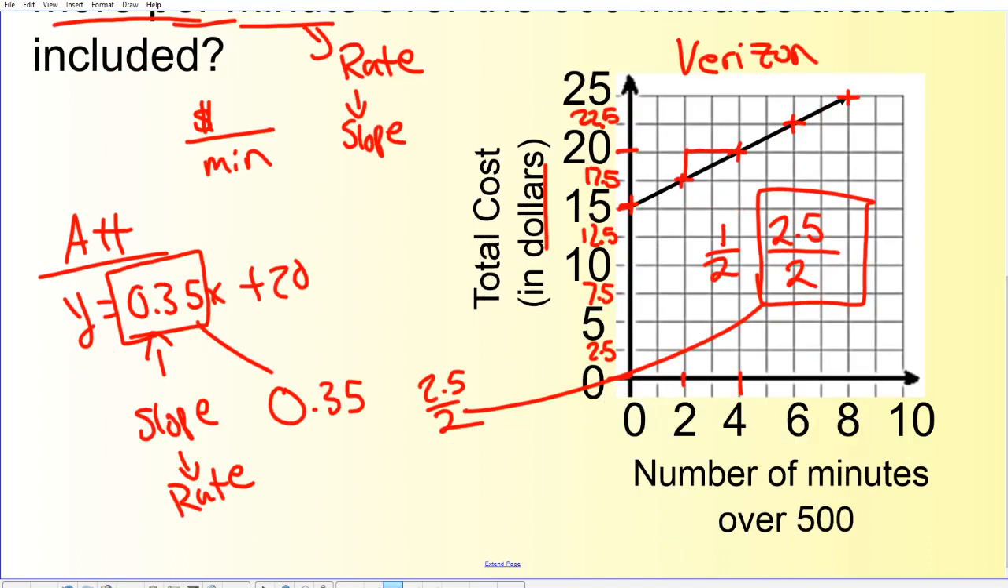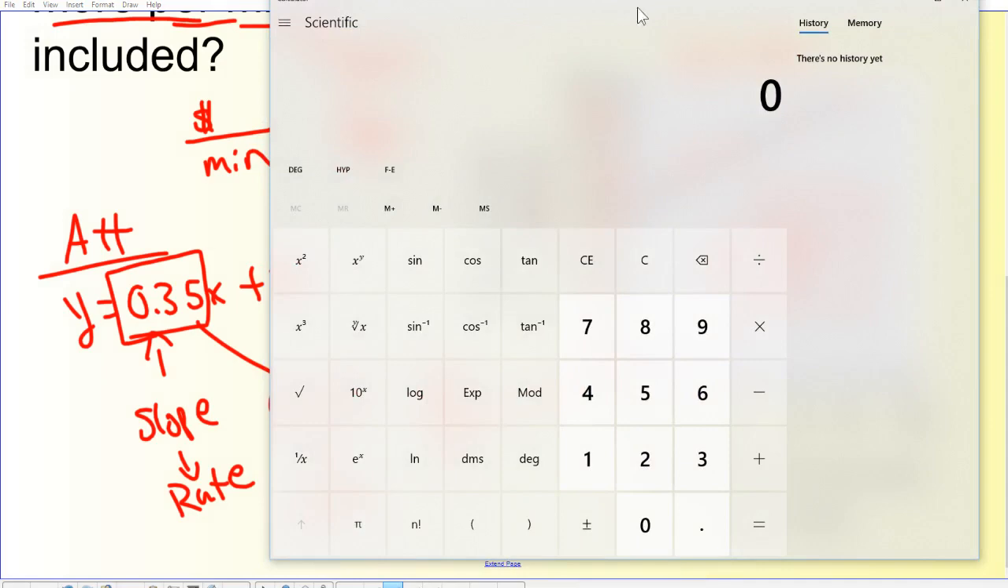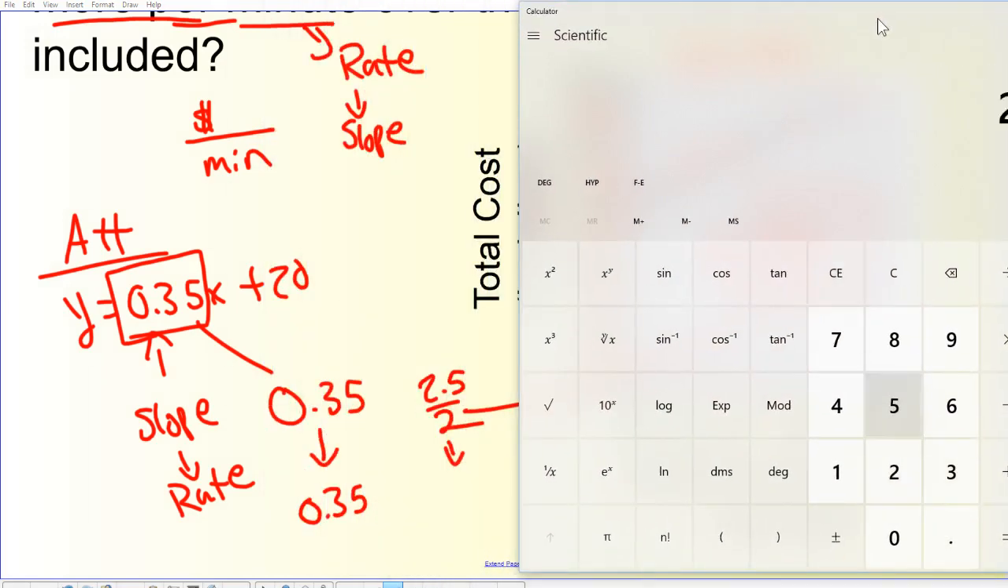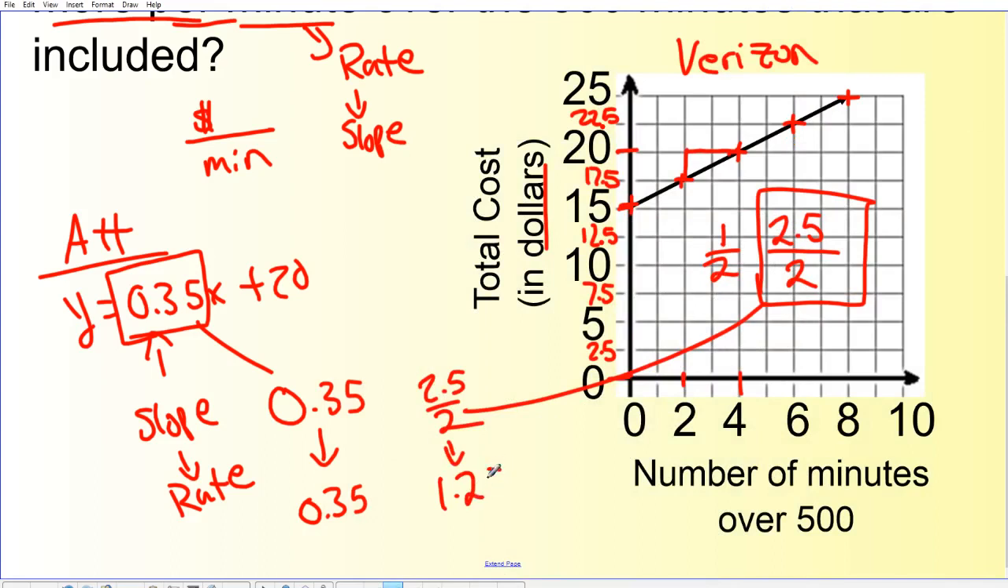How can we tell? Well, if you remember way back in chapter 0, when we were talking about comparing numbers in different formats, usually the best thing to do is to change everything into decimals. Because it's usually pretty easy to change every number into a decimal. And decimals are pretty easy to compare themselves. So AT&T's is already a decimal, so it's just going to stay 0.35. For this one, when we divide using a calculator, 2.5 divided by 2 equals 1.25. So now I have both numbers as decimals.